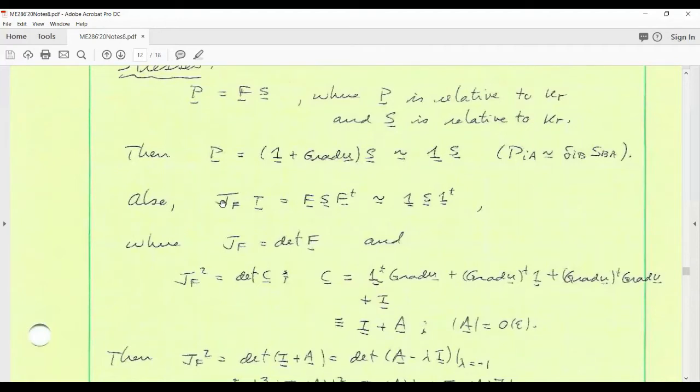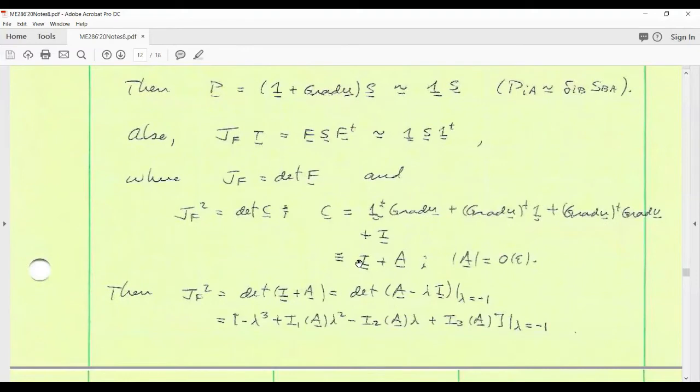Cauchy stress, we know that JT is FSF transpose exactly, where J sub F here means the determinant of F. F is approximately the shifter, so we put that in. Det F, we need to approximate that. The easy way to do that is to remember that the square of det F is det C. C we had last lecture in terms of the shifter and the displacement gradient, and there was a referential identity here being added.